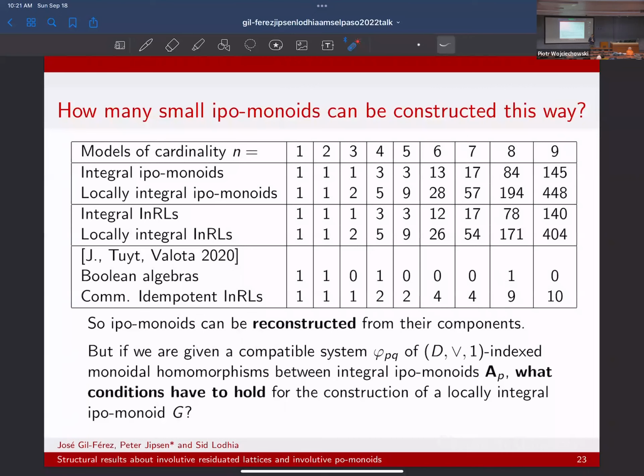And to compare this to what we knew previously, when we didn't have this nice perspective, well, if you have Boolean algebras, the spectrum, the fine spectrum of them is very easy. There's 1 for every power of 2. And if those are your components, then you can only explain the structure of 10 9-element ones. But with the current theory, we can explain the structure of 440.